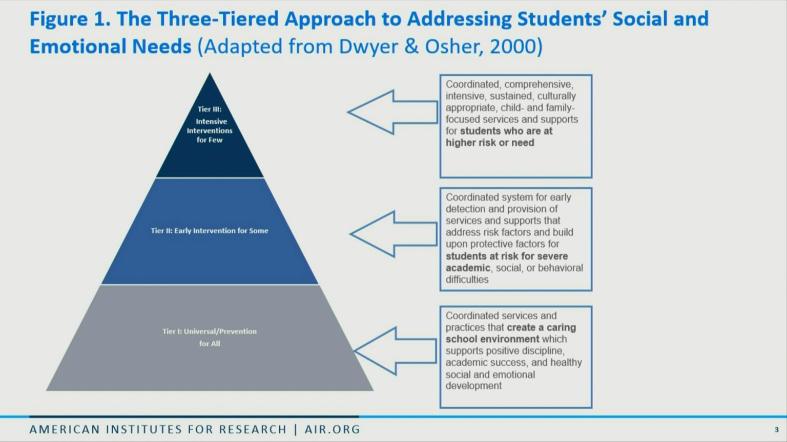In addition, if you have a firm foundation, your early interventions, Tier 2, and your intensive interventions, Tier 3, are going to be more likely to work, because the real environment in which young people are developing is the entire school environment. It's not just the place where they may be receiving a particular point of support.